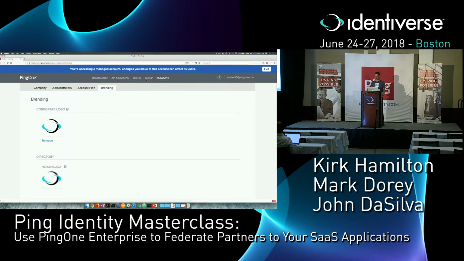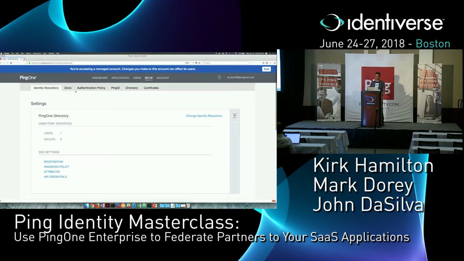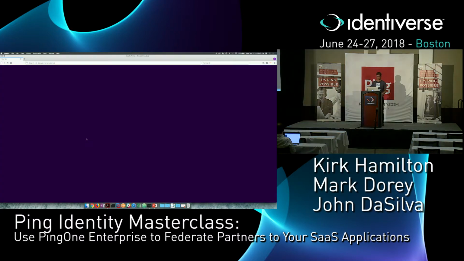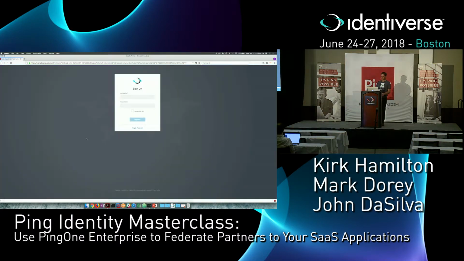So we can go back to the Setup tab and go back to our dock configuration. And we'll just right click on the dock URL and open that up in a new private window. So here's the sign-in screen. So we can just type in our example username. This was the user that we created.